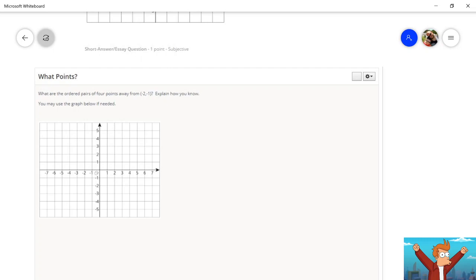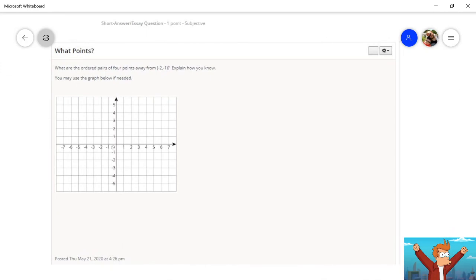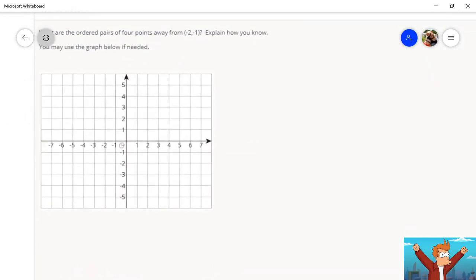What are the ordered pairs of 4 points away from -2, -1? All right, well, let's zoom in a little bit more. -2, -1 is right here. What are the ordered pairs of 4 points away from -2, -1? Okay, so 4 away. 1, 2, 3, 4 could go there. All right, so we could have a -2, 3.